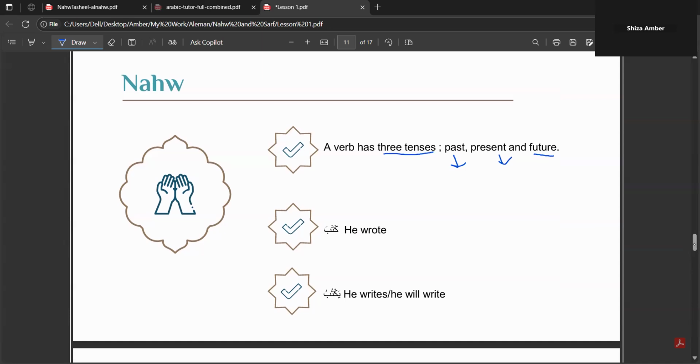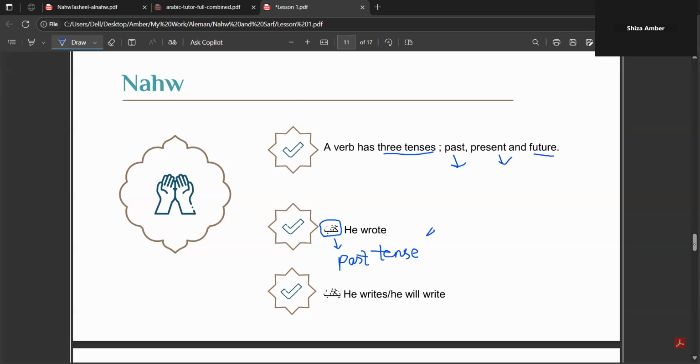So if you see a word, kataba, with all the fathas, the entire word having only fathas, then you can easily determine that this word is in past tense, because the indication for past tense is that all the harakat on this word have a fatha. So if all the harakas are in terms of fatha, then that word is in past tense.